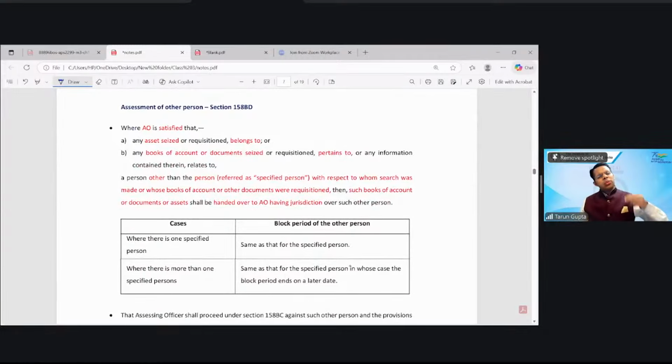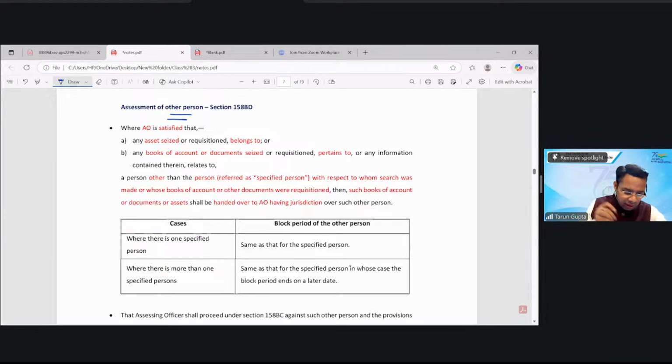Now, we are left with just two small topics. First topic is other persons. You remember, we discussed the case of a builder, brother of assessee, whose document or asset were found in the premises of the assessee where a search had happened. So what we said is that in case of other person as well, it's deemed that a search has happened at his premises and therefore, even his case shall be assessed as part of block assessment.